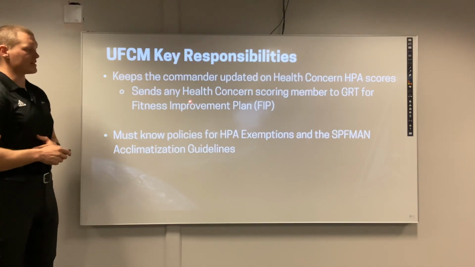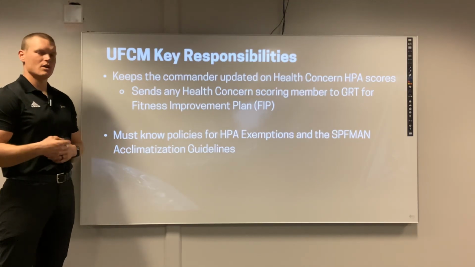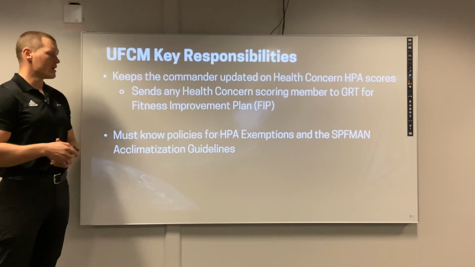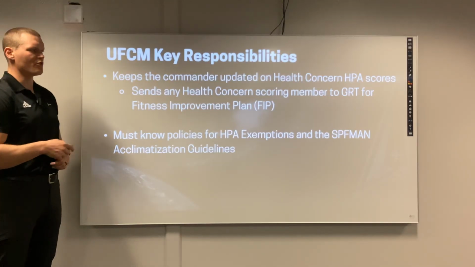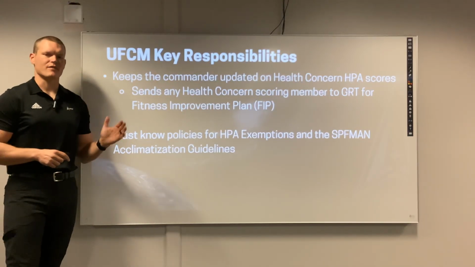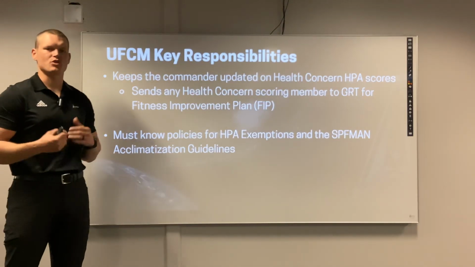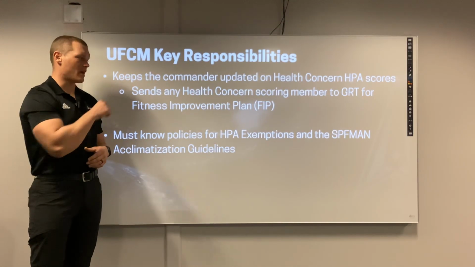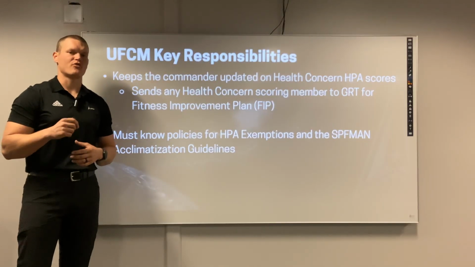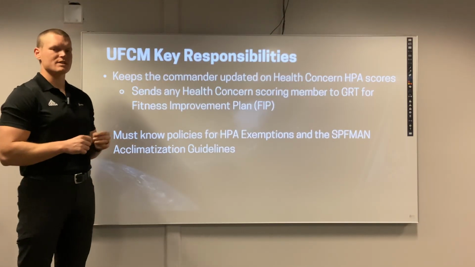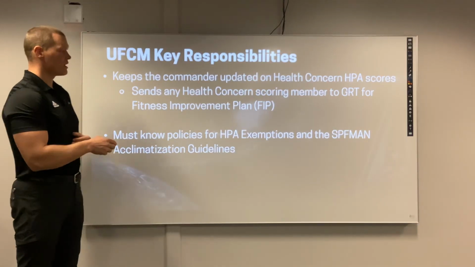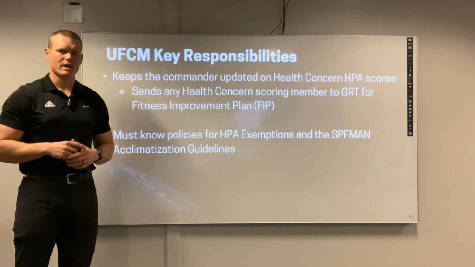You're also responsible to send those health concern individuals to the local Guardian Resilience team to get set up with a fitness improvement plan. Now, as has been covered in the first module for the key policy updates, that fitness improvement plan is now a 12-week plan to improve performance on the retest, which is actually 3 months after the health concern scored HPA.